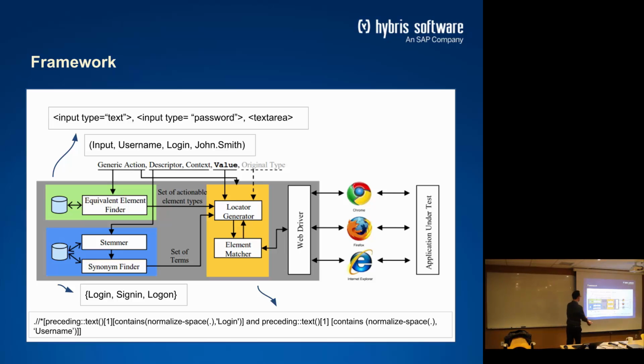Now the locator generator could do an exhaustive search and match all of these things together, so it can find if the button that we want is, if the form name is login, if it's sign in, if it's log on, and if the type of the elements is text, password, or text area, do those things on it. So basically, it generates something like that, which is the actual XPath, right?